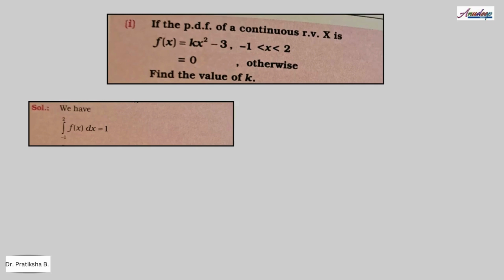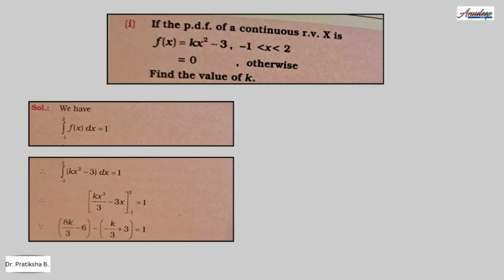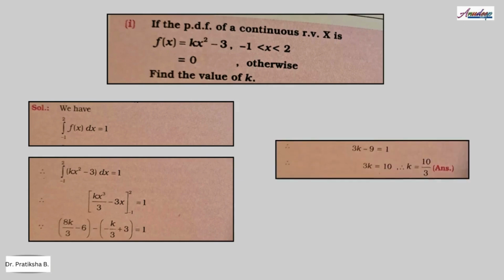Now let us substitute the given function, that is f(x) = k(x² − 3). When you simplify the integral, we know that k is a constant, so we take it outside. Integration of x² is x³/3. 3 is again a constant, so we take it outside, and integration of 1 dx is x. Applying the limits, we get the answer: k is equal to 10 by 3.